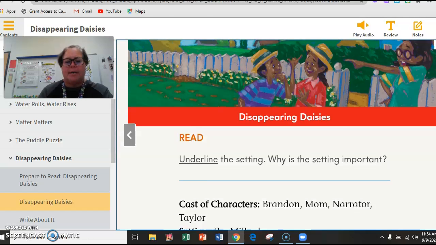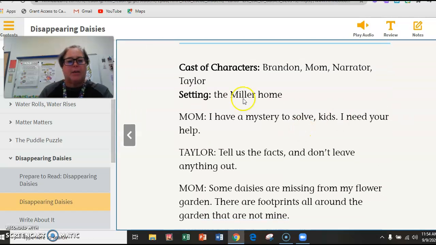It's called Disappearing Daisies. Cast of characters. Remember we talked about all dramas have a cast of characters? Brandon, Mom, narrator, and Taylor. So the narrator is the person that's going to kind of tell the story. Brandon, Mom, and Taylor are the other cast of characters. The setting is the Miller home.